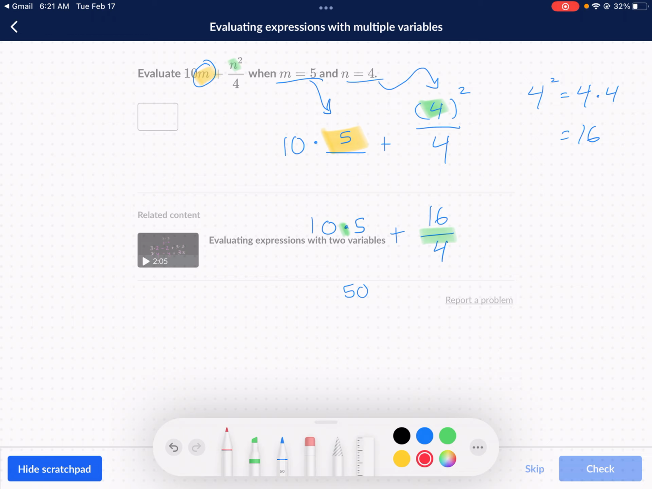Let me show what I did first. So this first, I got down there. Now I'm doing this second, get down there. Okay, so I have 50 plus 16 over 4. So 10 times 5 is just 50.